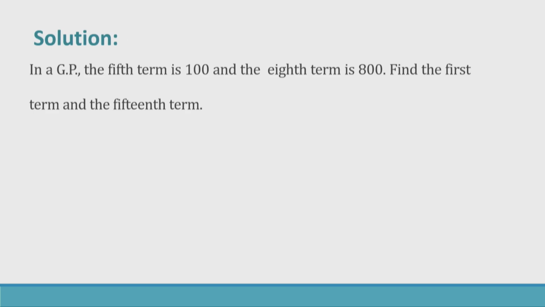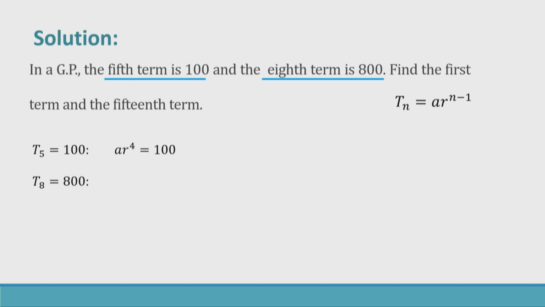So we have been given the fifth term is 100. I will use my formula for Tn, which is equal to A R power n minus 1. So fifth term is 100, that is T5 equal to 100. I replace in the formula and I get AR power 4 equal to 100. The eighth term is 800, that is T8 equal to 800. Replacing in the formula, I get AR power 7 equal to 800.